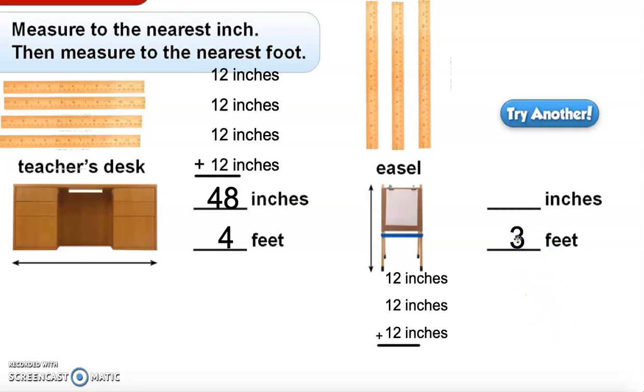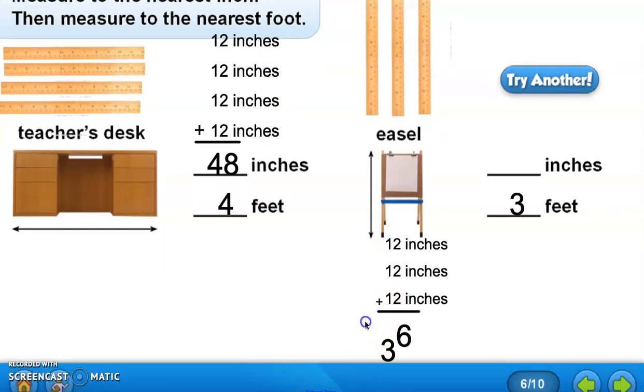And then for inches, remember, each foot is 12 inches. So I can add 12 3 times. So 2 plus 2 is 4. 4 plus 2 is 6. And then 1 plus 1 is 2. 2 plus 1 is 3. So my easel, from the bottom to the very top, is 36 inches.